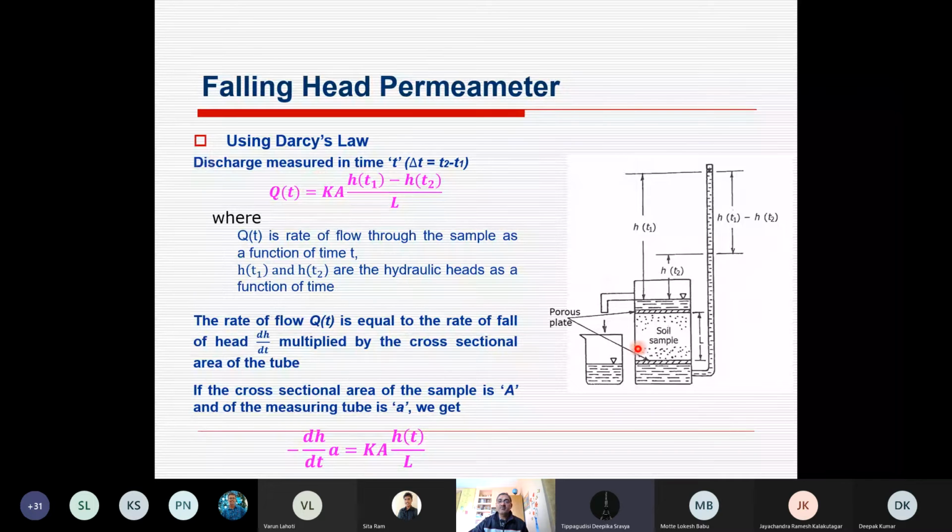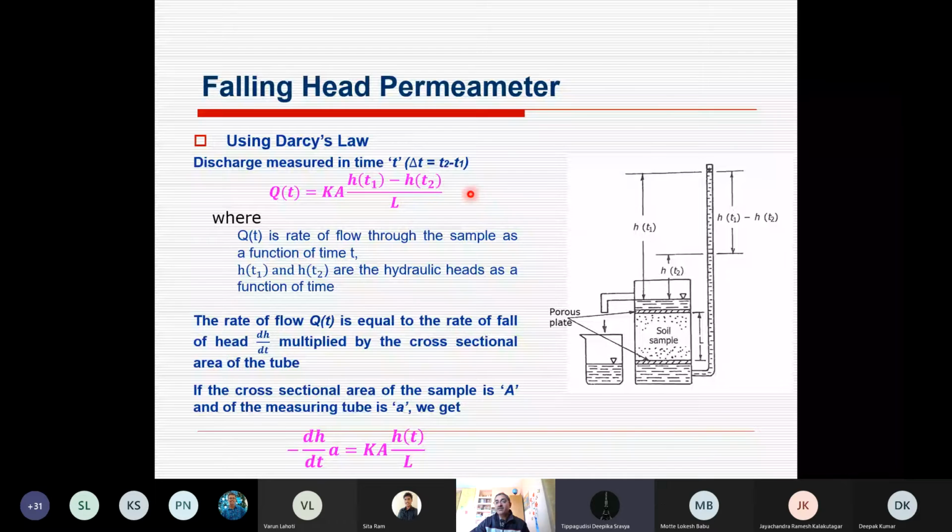Discharge is measured in time t in this outflow condition, T2 minus T1, two times, meaning starting time and ending time. Suppose we started exactly at 10:00 a.m., and after 5 minutes, so 10:05. So delta T is 5 minutes, T2 is 10:05 and T1 is 10:00. The simple idea is discharge measured in time delta T, that is QT, total discharge in say 5 minutes, 2 minutes, whatever it is, is simply Ka, where K is hydraulic conductivity and A is the area of the sample. T is already built in here, so there is no need to multiply, that is not flux.